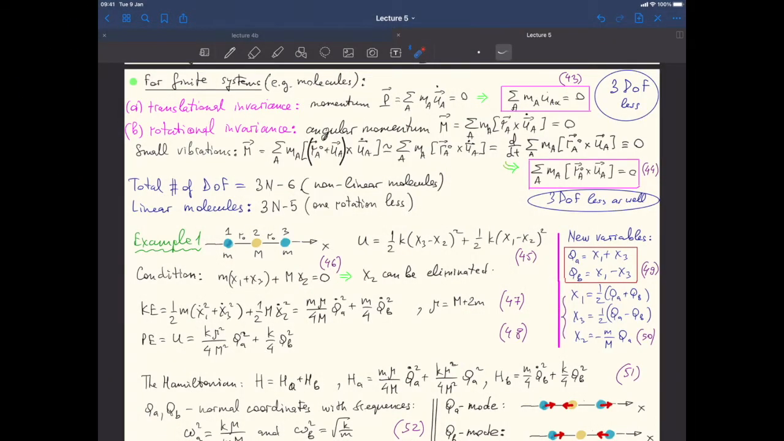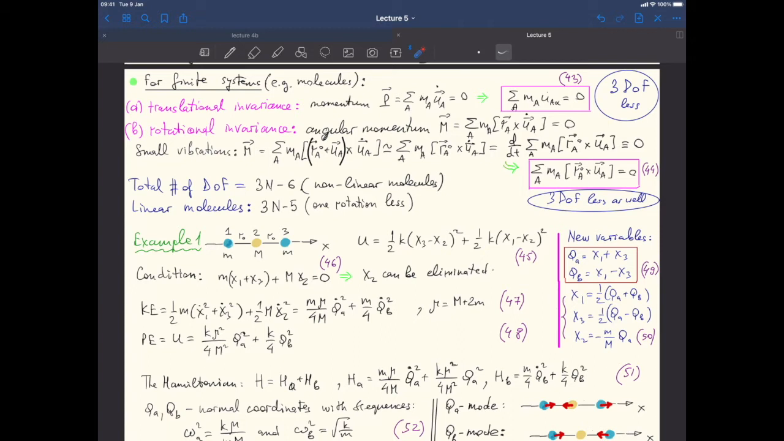So let's start from this example of the linear molecule. And we shall assume that the potential energy is rather simple. So you have a harmonic term connecting atom 3 and 2, and you have another harmonic term connecting atom 1 and 2. We don't have any direct interaction between atoms 1 and 3. And for simplicity, we also assume that atoms can only move along the x-axis. So it's a one-dimensional case.